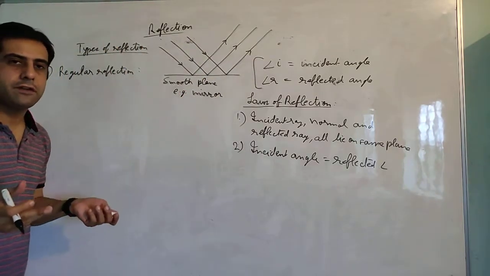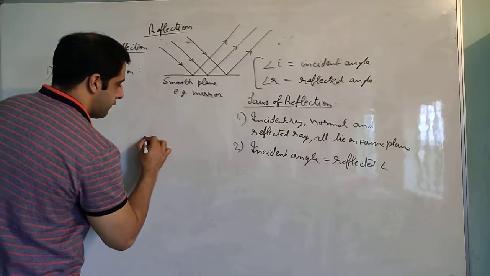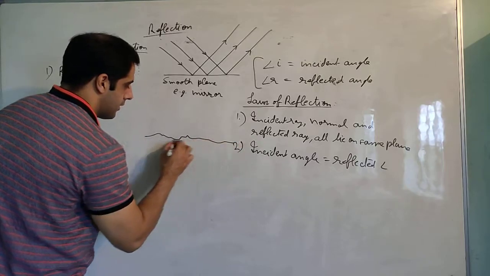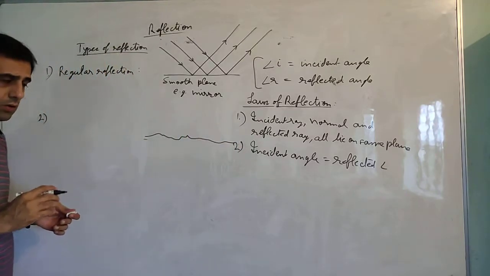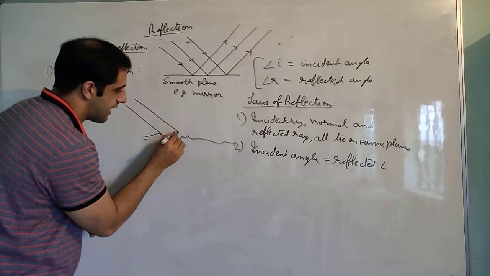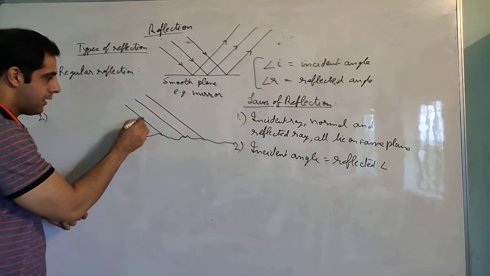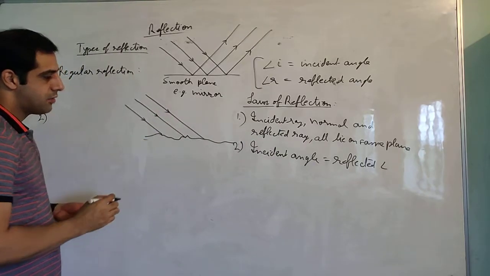Now what if the surface is not smooth? Suppose the surface is like this, it is not smooth. Okay, then what will happen? All the incident rays, they can be parallel. These rays can be parallel, but after reflection what will happen?